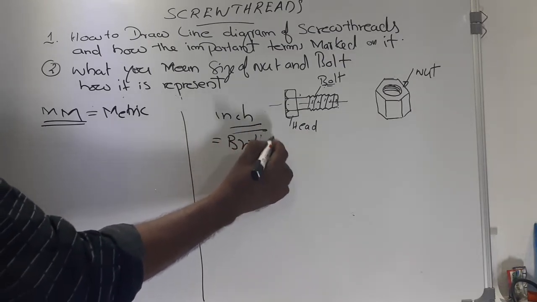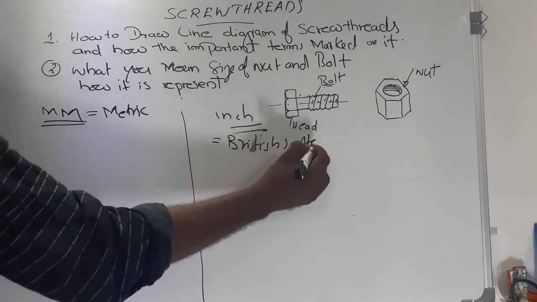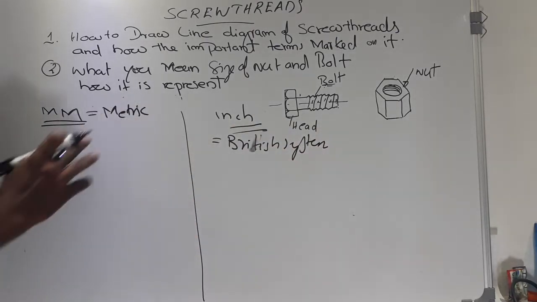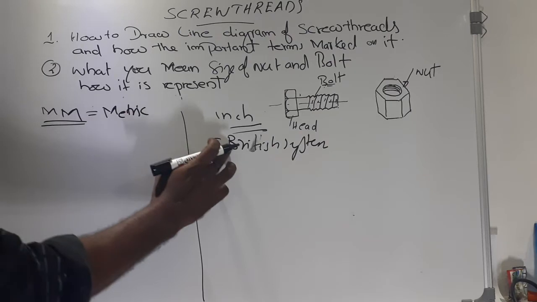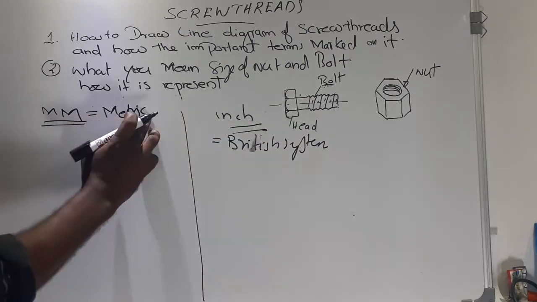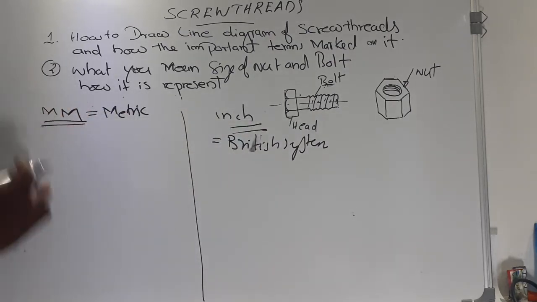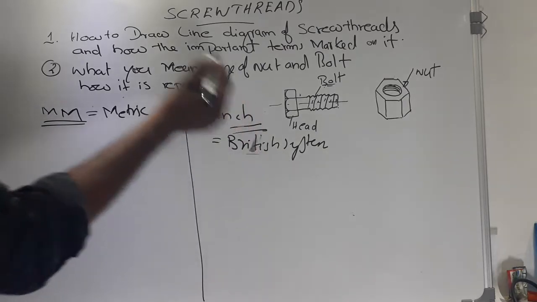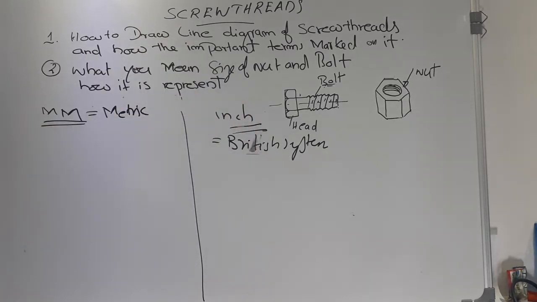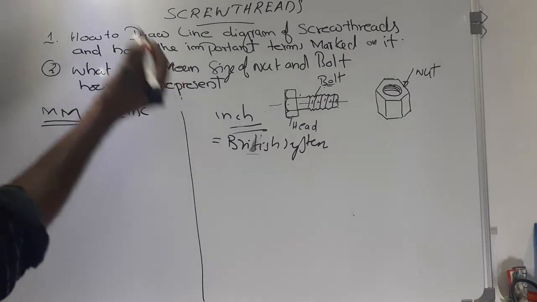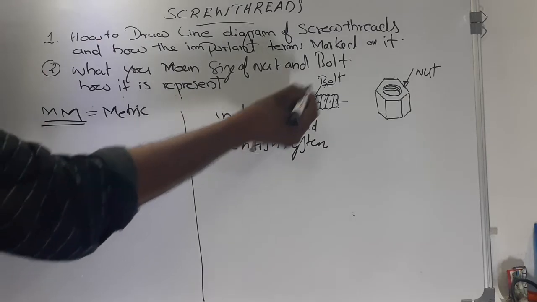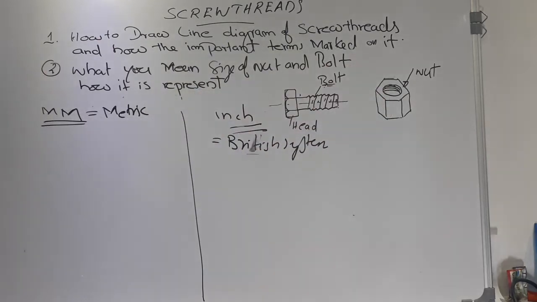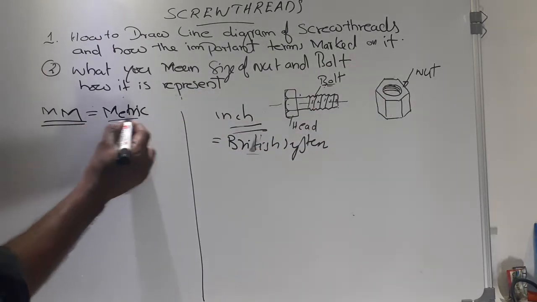Two types of systems of thread cutting: one is the metric system, another is the British system. In the metric system, dimensions are kept in millimeter, whereas in the British system, dimensions are kept in inch. Now, how can we represent a thread, either bolt or nut, according to the metric system?